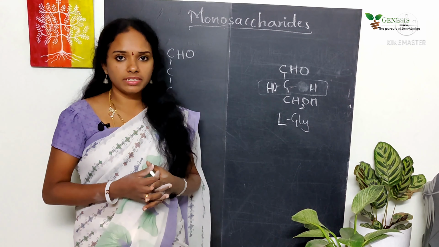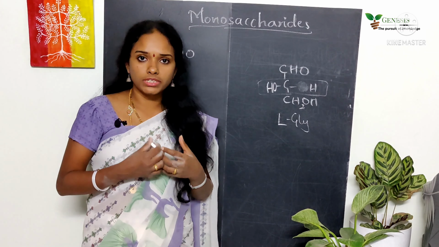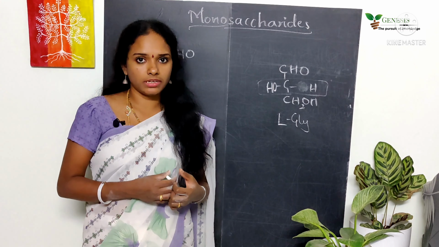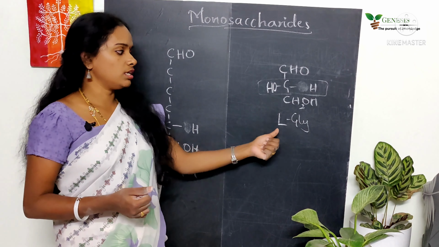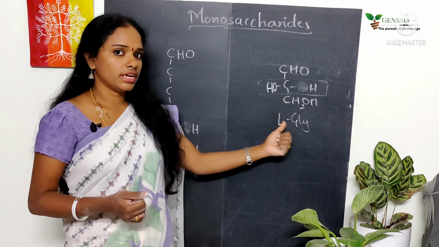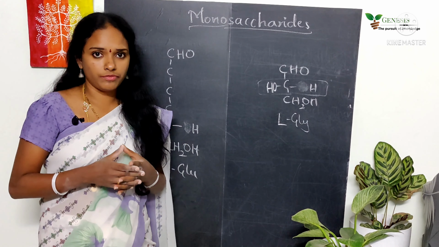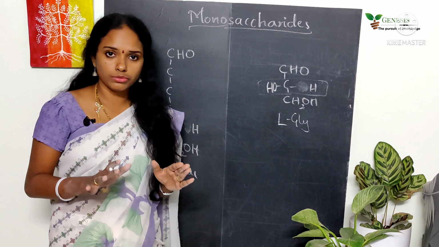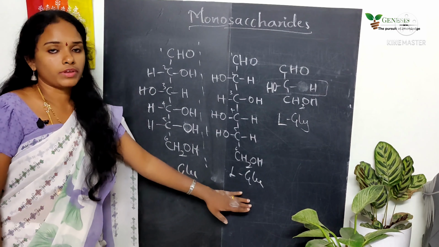So while we are writing the structures of D forms, we have to take D-glyceraldehyde as the reference, and while we are writing the L sugars, we have to take L-glyceraldehyde as the reference carbohydrate. Glyceraldehyde is taken as the reference carbohydrate only for aldoses, not for ketoses. So this is the structure of L-glucose.